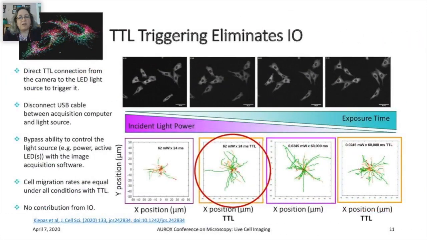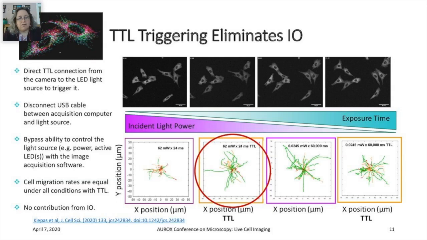So if we go back to our cell migration curves and we repeat the experiment, but now we actually disable the USB cable and connect the TTL directly to the light source, then you see that when we have this higher power of light and short exposure time, the cells migrate just fine, and the decrease in cell migration we were seeing was actually due to more light exposure on the sample.